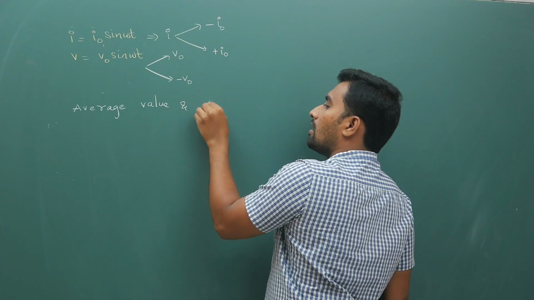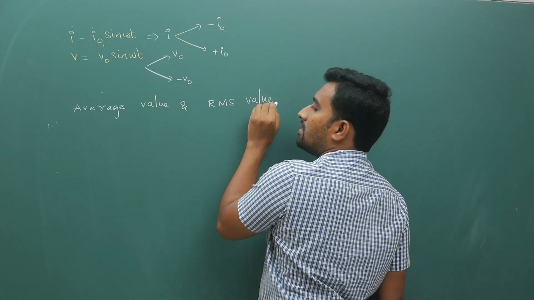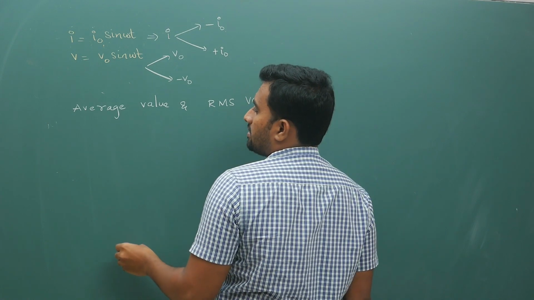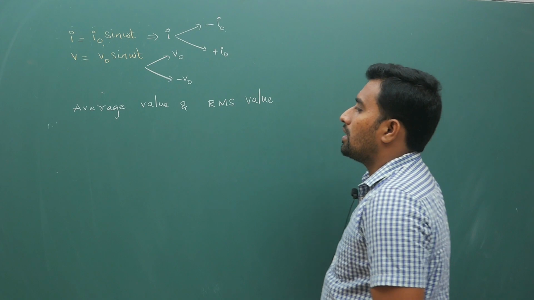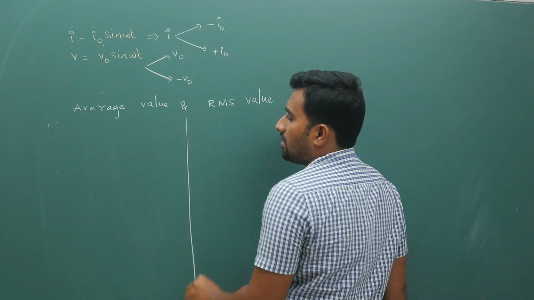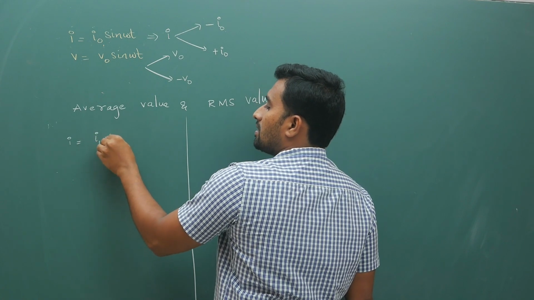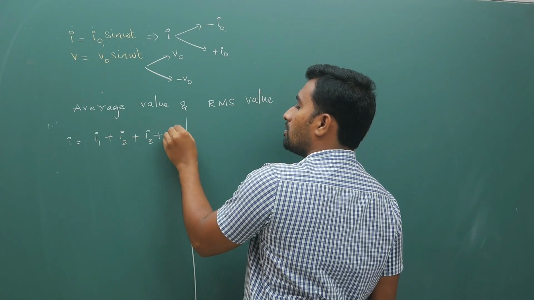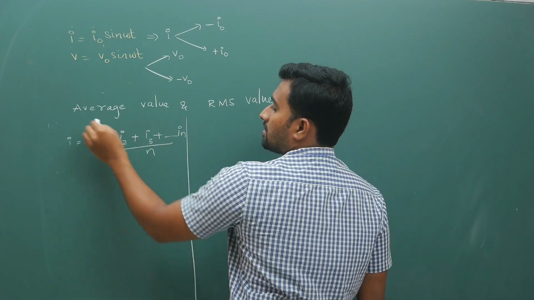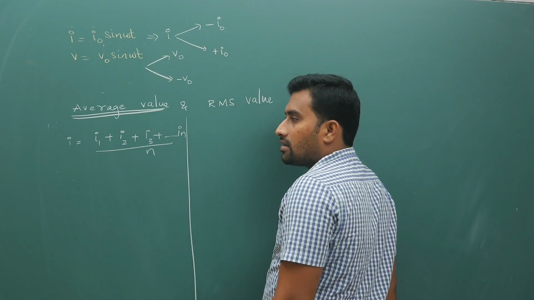and RMS value. The average value we were calculating in the previous class, but still, okay. So your average value, if the values are given, is I1 plus I2 plus I3 plus so on up to In, divided by n, if currents are known for the average value. Okay, right?